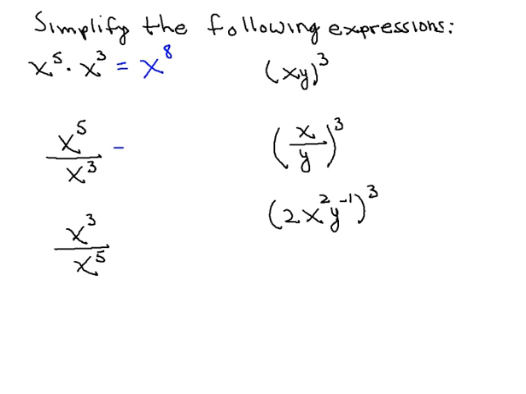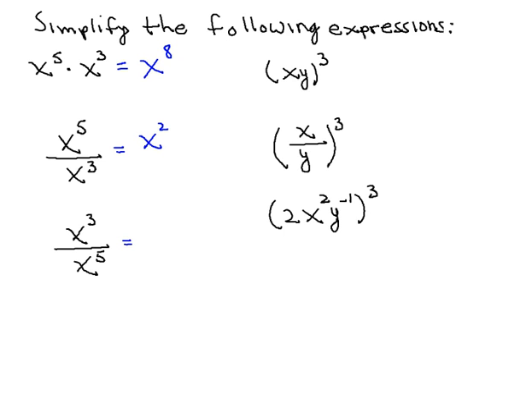In the next one underneath this, x to the fifth divided by x to the third. When we divide expressions with the same base, we subtract the exponents. Now in this case, because the larger power is in the numerator, we're going to put the result in the numerator, if you will. So we end up then with x to the second power over 1, or simply x to the second power.